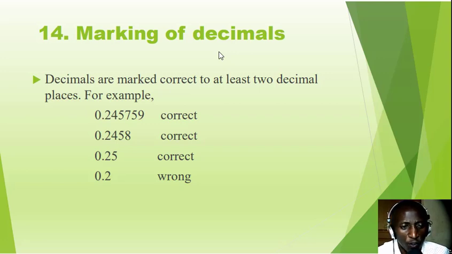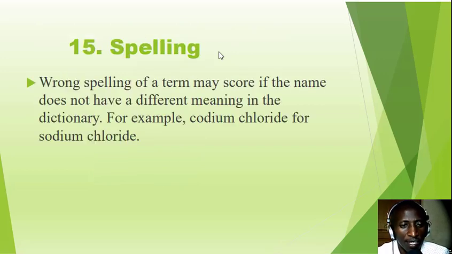Spelling. Wrong spelling of a term may score, I want to underline the word may score, if the name does not have a different meaning in the dictionary. For example, a student, instead of writing sodium chloride, misspells it. Since there is no other item with that spelling in the dictionary, we give the student the benefit of the doubt that he or she meant sodium chloride for that particular answer.